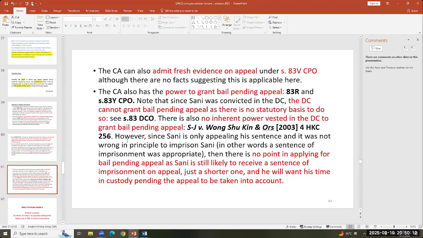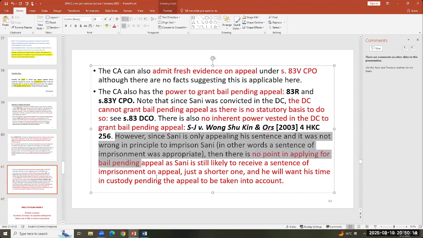But here, I think this is a key conclusion to reach. He's only appealing his sentence. And we can't argue that imprisonment was wrong in principle. So there's really no point for him to apply for bail pending appeal, right?